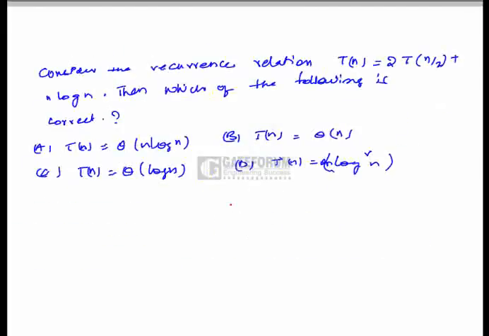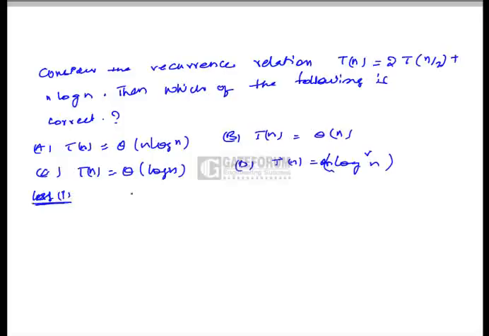Consider the recurrence relation T(n) = 2T(n/2) + n log n. Then which of the following is correct? In this question, a recurrence relation is given, and we have to express the given recurrence relation in terms of asymptotic notations. In order to solve these kinds of problems, we follow Master's theorem, in which there will be three cases. Let us check with case 1.